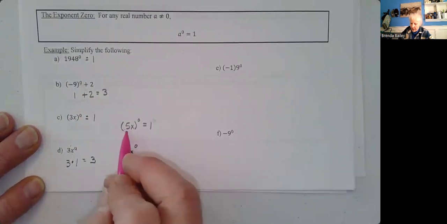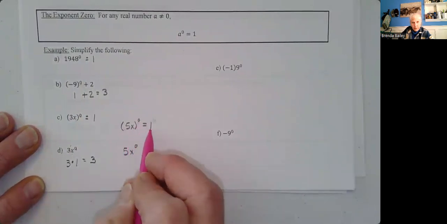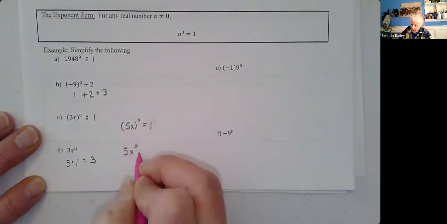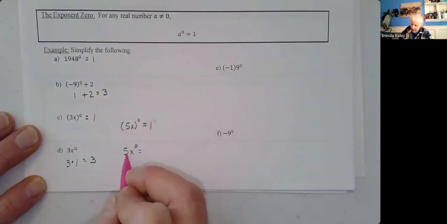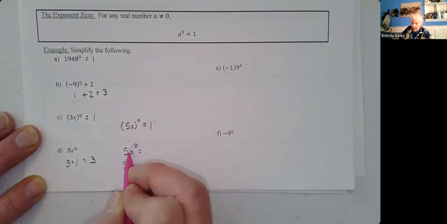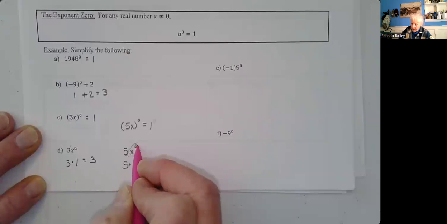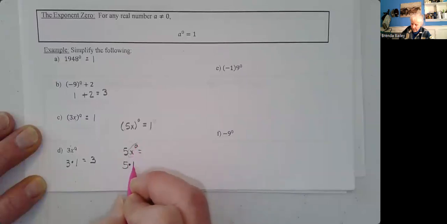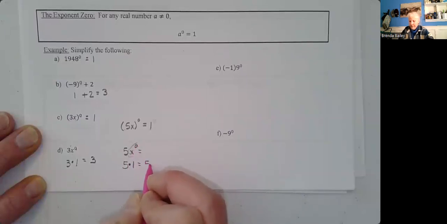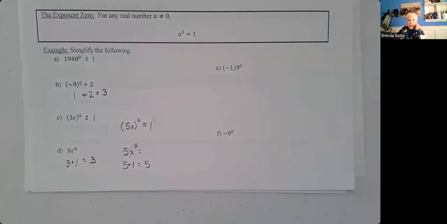Anything in the parentheses to the 0 power is 1. Here, the 5 is not a part of this exponent, it's 5 times this right here. So 5 times 1, which is 5. So try to remember to recognize the difference between the two.